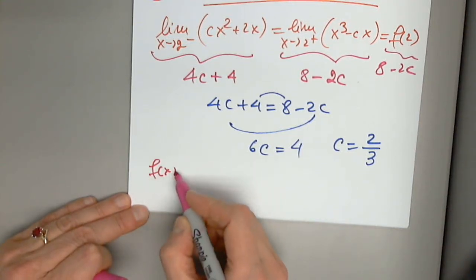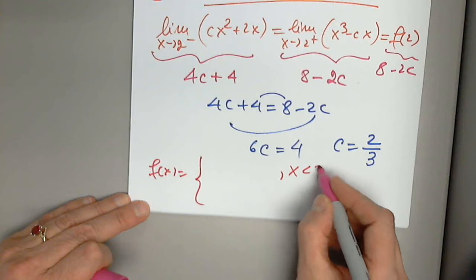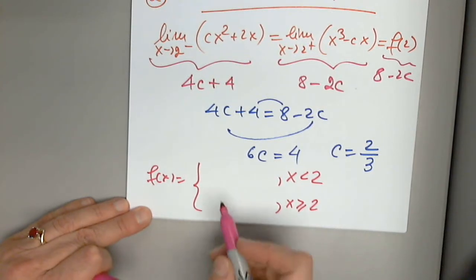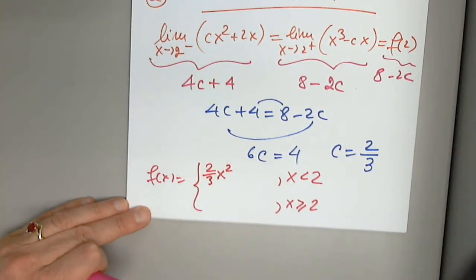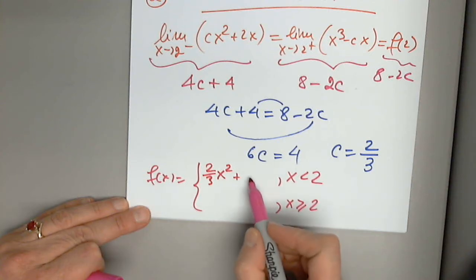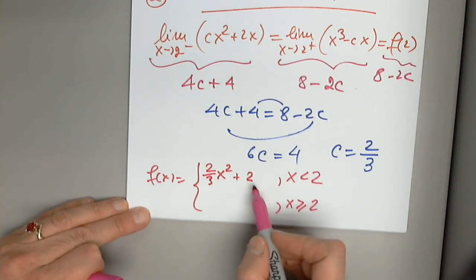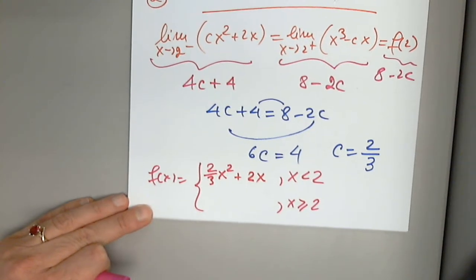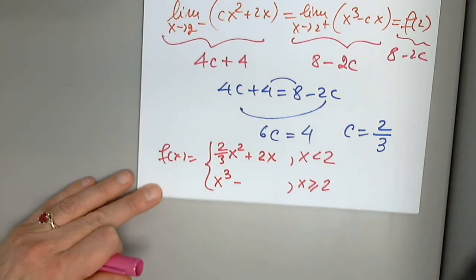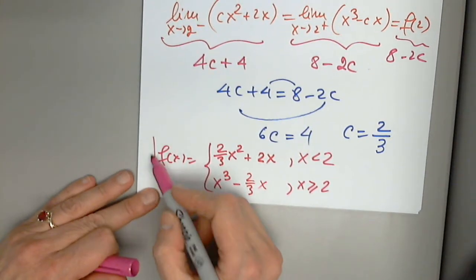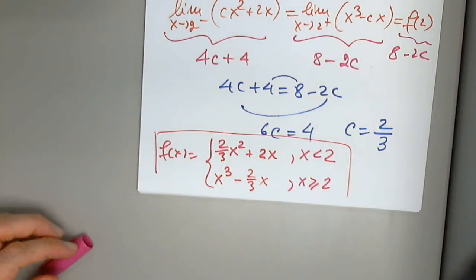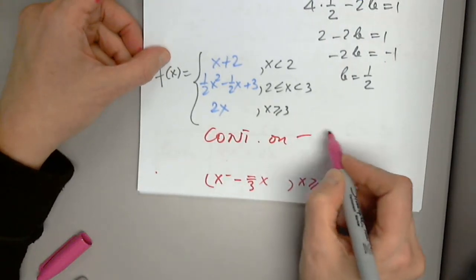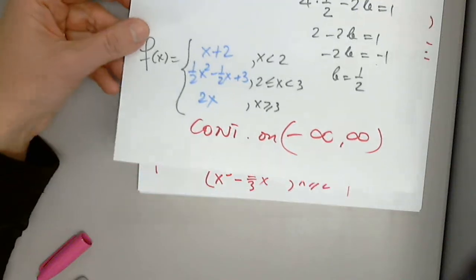Now I have to go back and rewrite the function. So then the function f of x, can anyone dictate? 2/3 x squared plus 2 times 2/3, which is 4/3. We are only replacing c. We're not changing the function. And then x cubed minus 2/3 x. Good. So what can you say about this function? It's continuous on negative infinity to infinity, guaranteed. I meant to write it here also for the previous function.